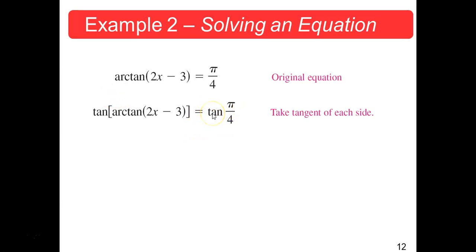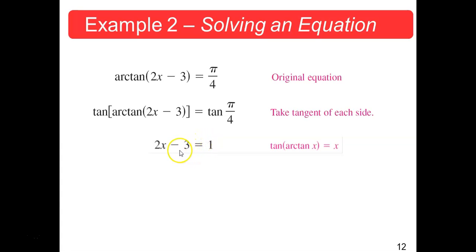And then we have tangent of pi over 4, which if you go back and look at your unit circle, that's just sine of pi over 4 over cosine of pi over 4, and those two things are actually equal. They're both square root of 2 over 2. But if you divide one number by the same number, you're just going to get 1. So tangent of pi over 4 is just equal to 1. And then you're left with 2x minus 3.